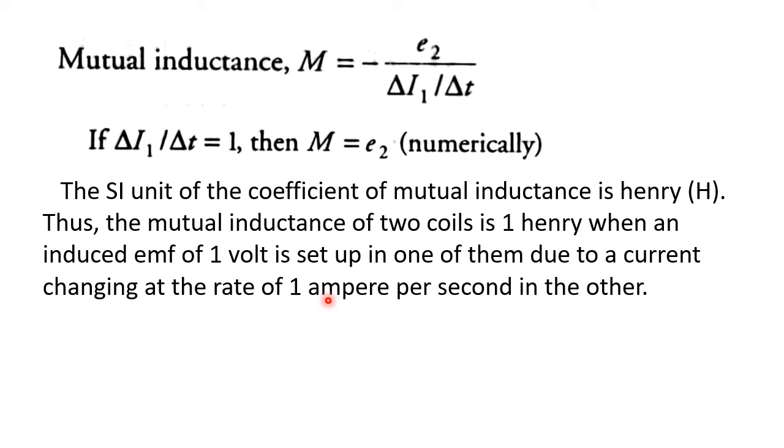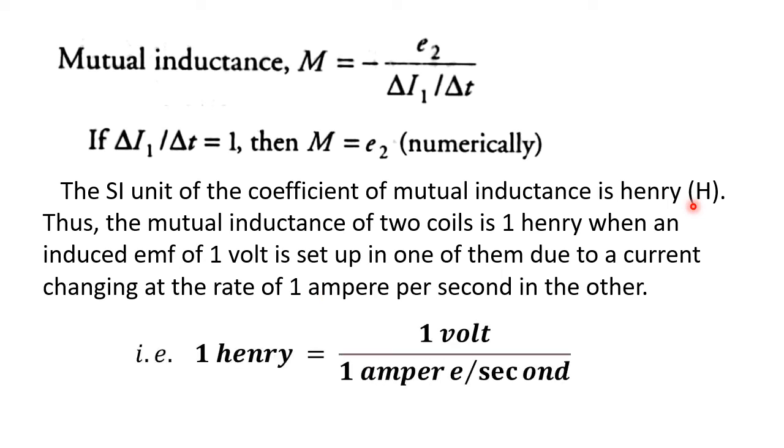second. So if the current change is 1 ampere per second, then the EMF developed in a nearby coil is the mutual induction between the two coils. So we can write 1 Henry, which is equal to 1 volt by 1 ampere per second.